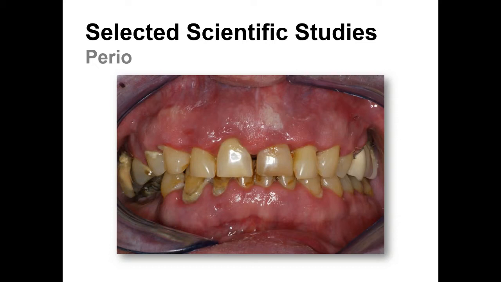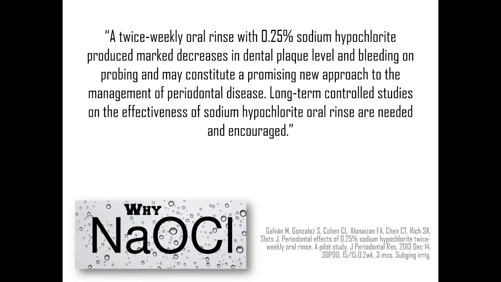So the papers kind of break into how we use sodium hypochlorite in dentistry, and so I wanted to start with some of the perio studies because that's where most of the research had been done on that. And again, this was a pilot study, and Jorgen Slotz was involved in this. They had 30 patients that had periodontal disease. Half of them got a rinse and a twice weekly subgingival irrigation with 0.25% sodium hypochlorite, and half of them got distilled water. They were examined at 0, 2 weeks, and 3 months.